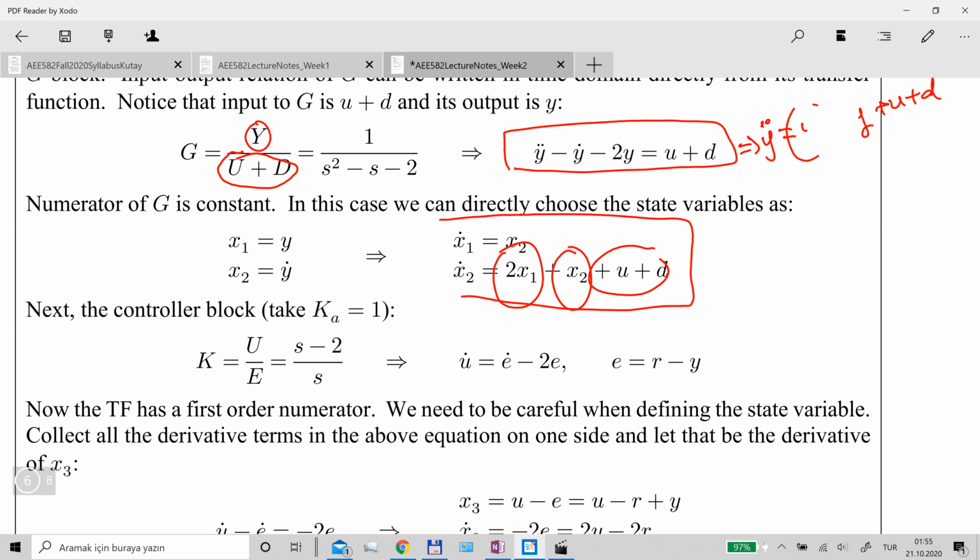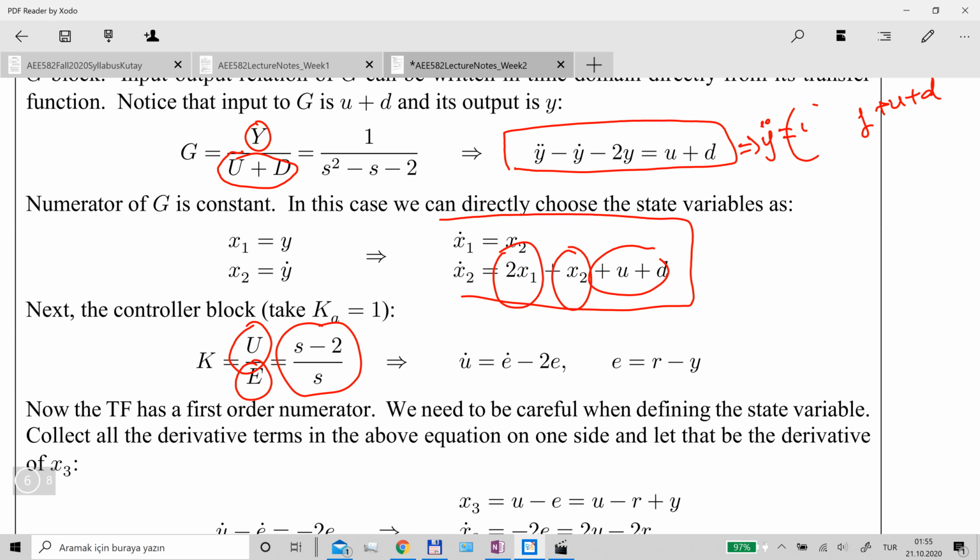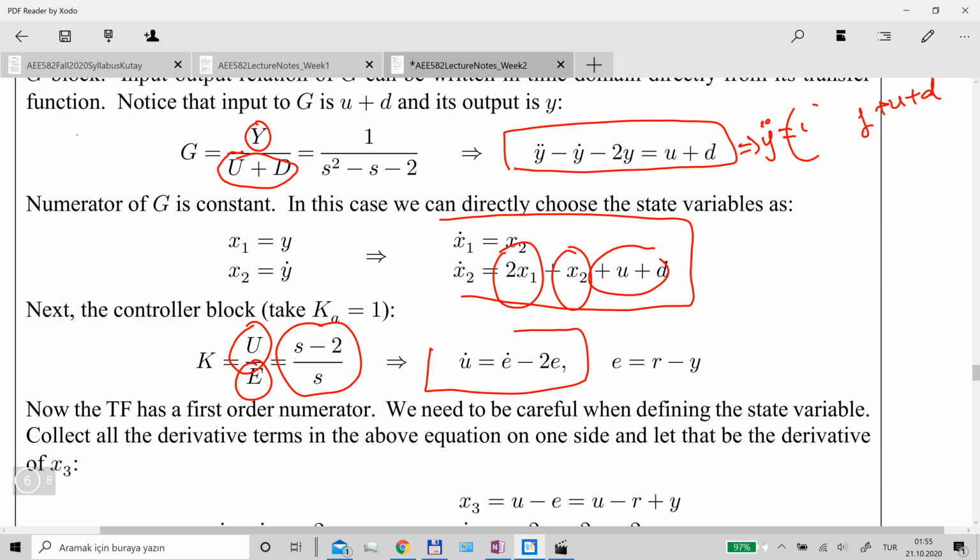Now let's come to the controller block. The controller input is the error signal, the output is the control signal, and the transfer function is given by that. Again, we go back to the time domain by taking the inverse Laplace transform, which will give us this differential equation. Here we have E, and E can be written in terms of R and Y.